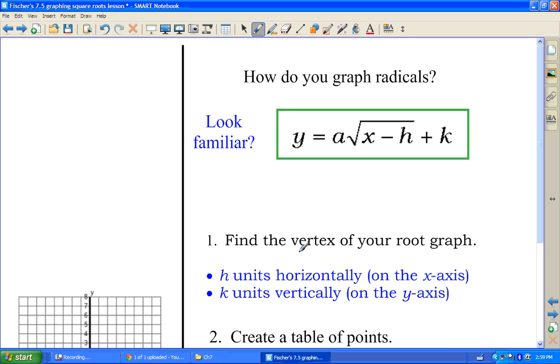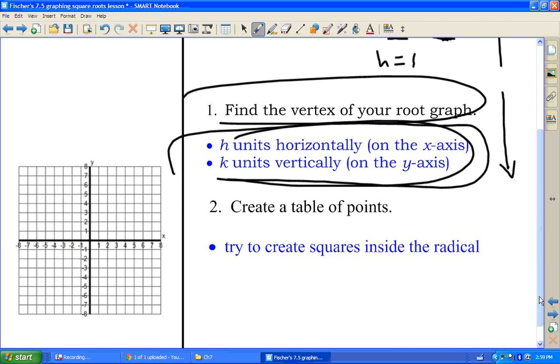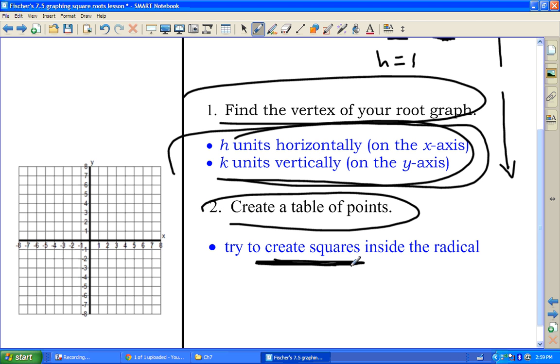So what I want to do with these square root functions is find my a, find my h, find my k. Find the vertex according to h and k. Remember that h moves it to the right 1 unit every time h is plus 1. If h is 2, it goes 2 units to the right. If h is 3, it goes 3 units to the right. If k is 2, it goes up 2 units. If k is minus 3, it goes down 3 units. So find the vertex. Then we're going to try to create a table of points, try to create perfect squares inside the radical, and that is how you are going to find your square root graphs. I'll show you some examples too if you look at the worked examples section, and that should help you.